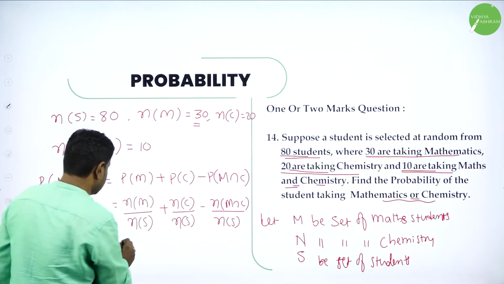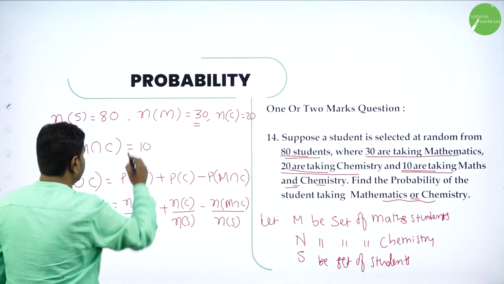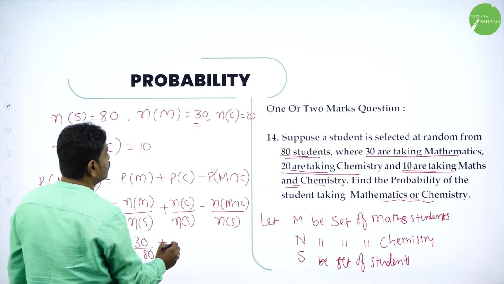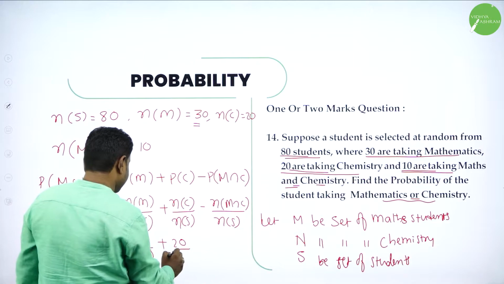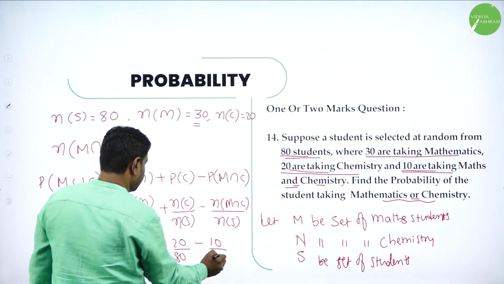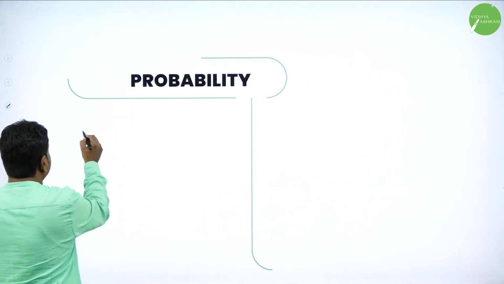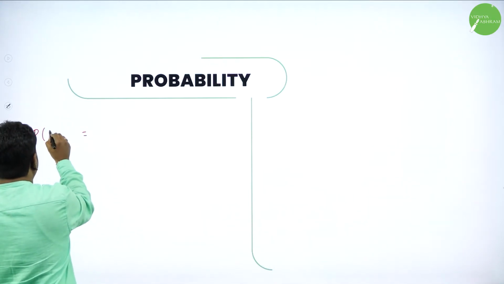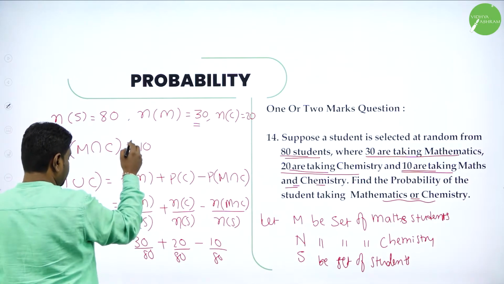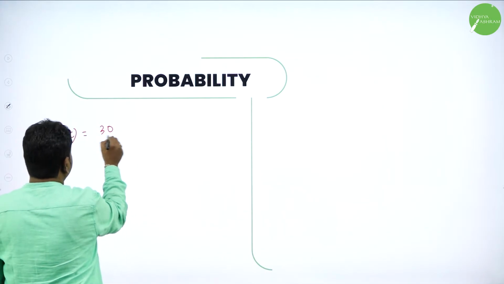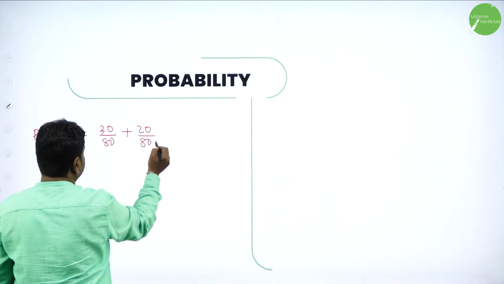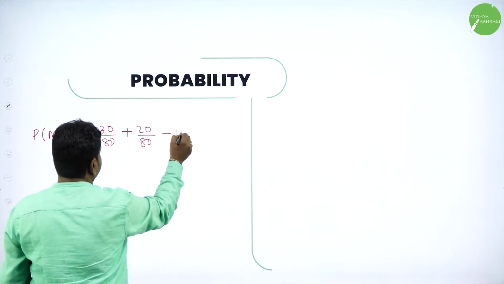So the probability of maths is what? 30 by 80. Chemistry is what? 20 by 80. And both is what? 10 by 80. So now maths or chemistry, this one is what? 30 by 80, then 20 by 80, then minus 10 by 80.